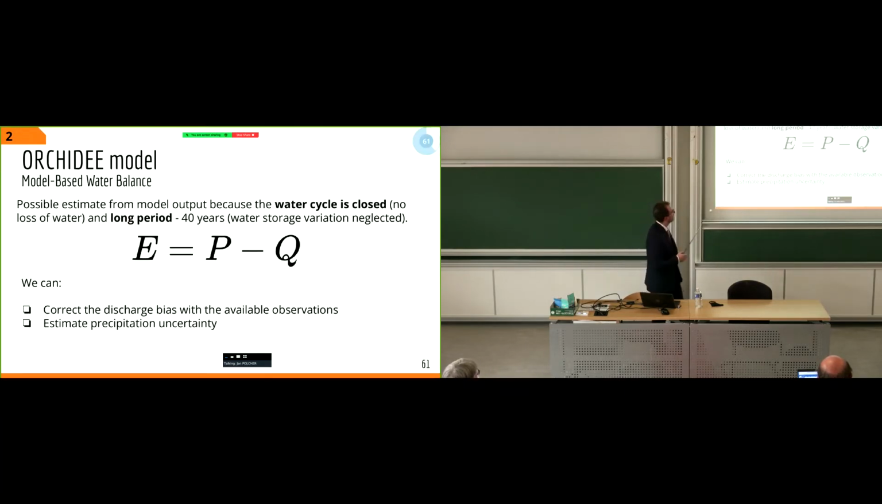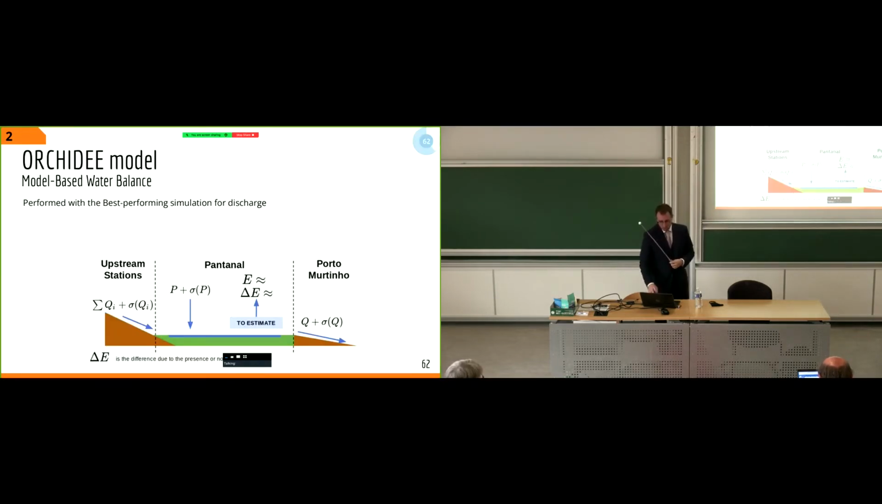But the good point is that in the model, the water cycle is closed, so we can make a balance over the Pantanal region, and we are using simulations over a long period of time, 40 years, so we can neglect the water storage variation. So we have evapotranspiration equal to precipitation minus the discharge. We can correct the discharge with the available observations, and we can also estimate the precipitation uncertainty. What we also have to consider is that the Pantanal is not a closed catchment, so when doing this type of balance, we have to consider not only the outflow, but also the inflows.